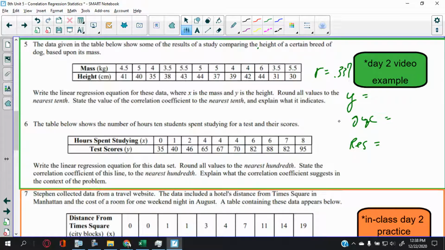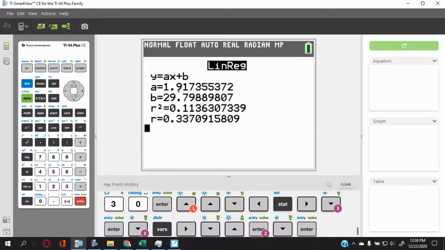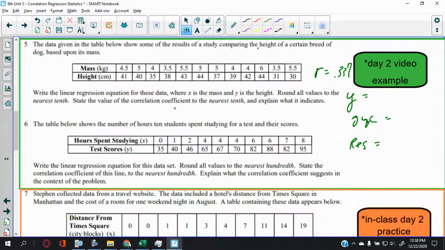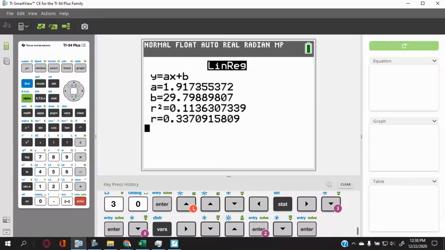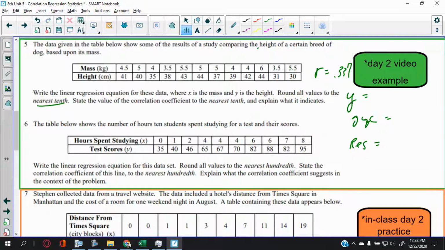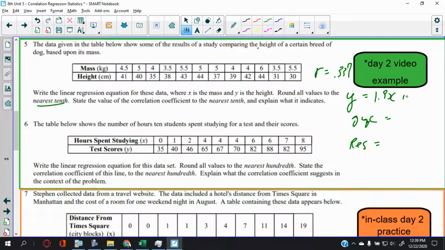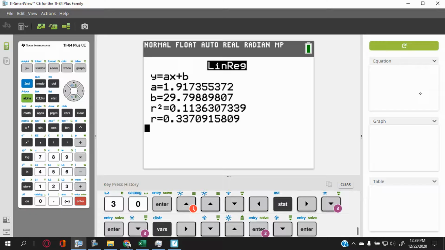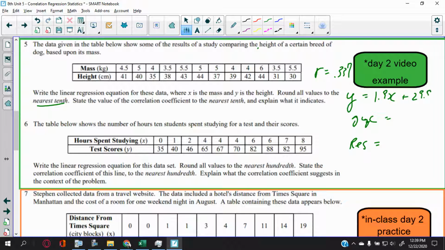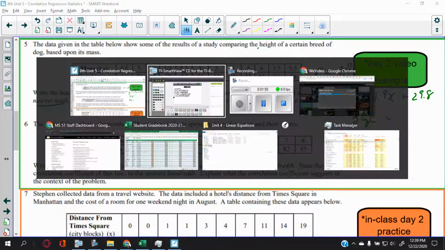So my equation is, I round to the nearest tenth, 1.9x plus 29.8. Okay, all right. Is that right? 29.8. Yep. That's the equation. I want to see the graph.